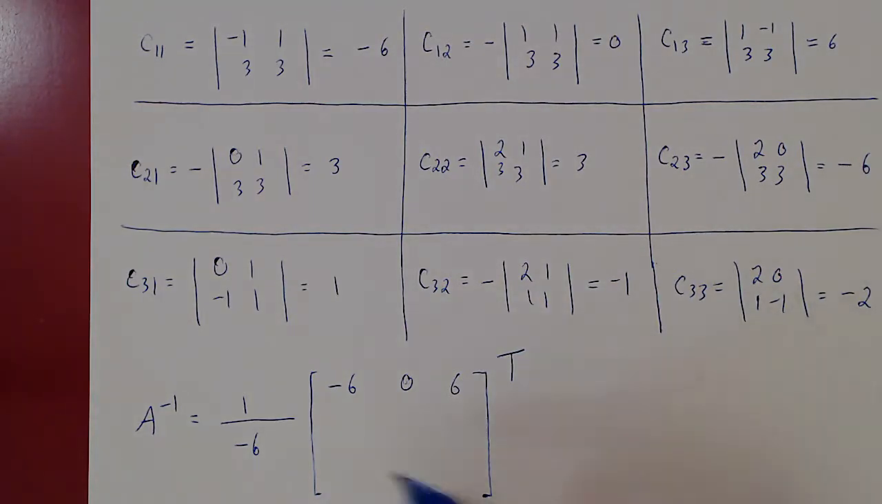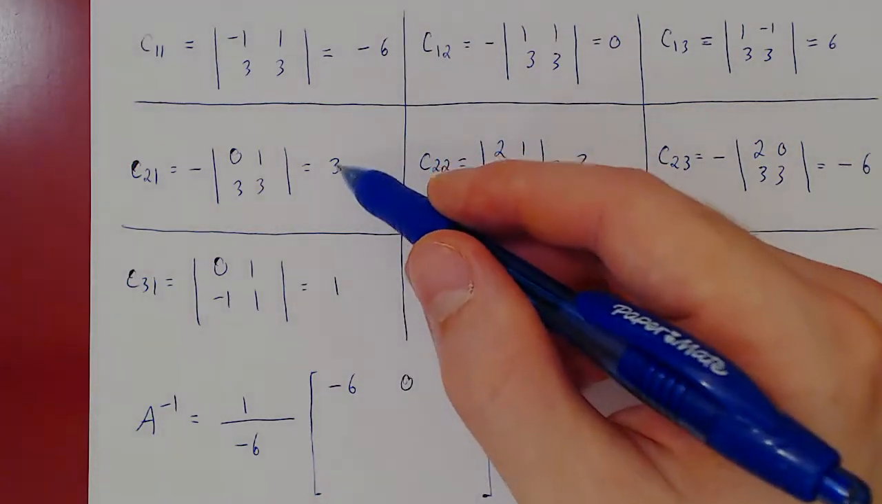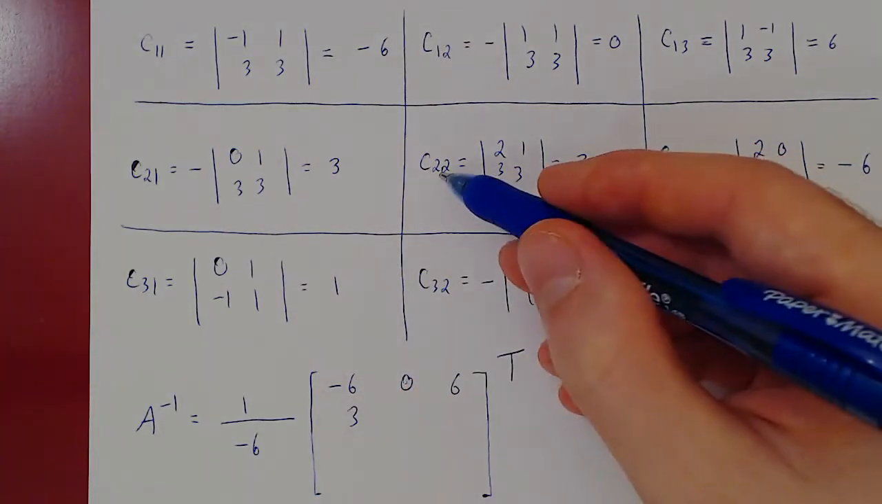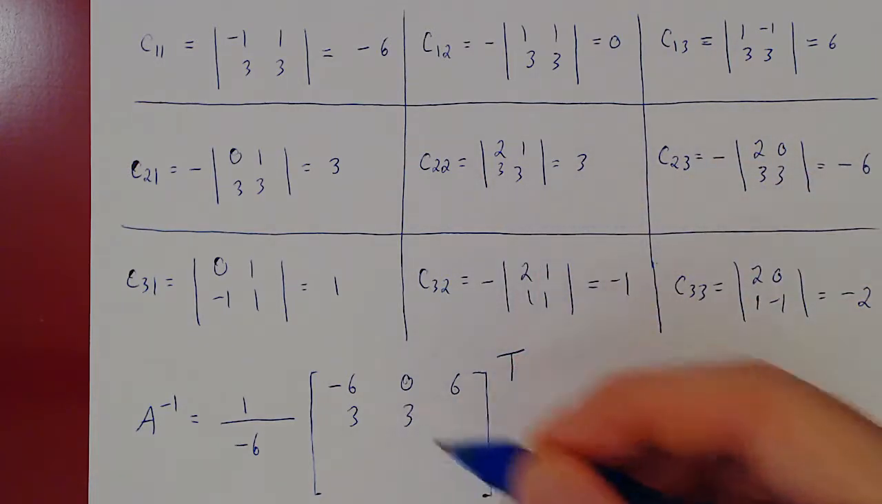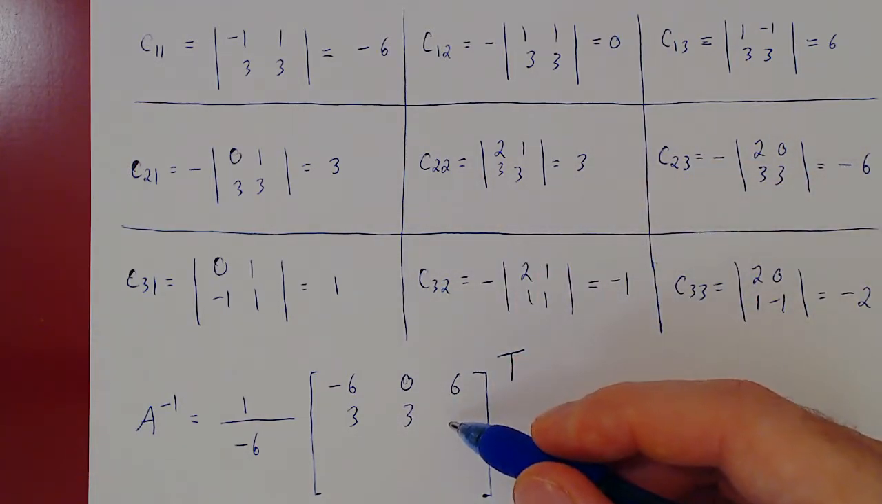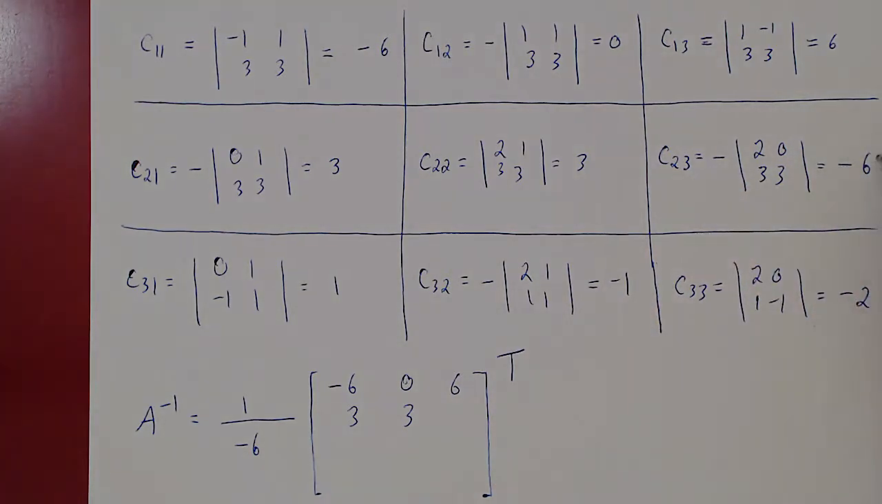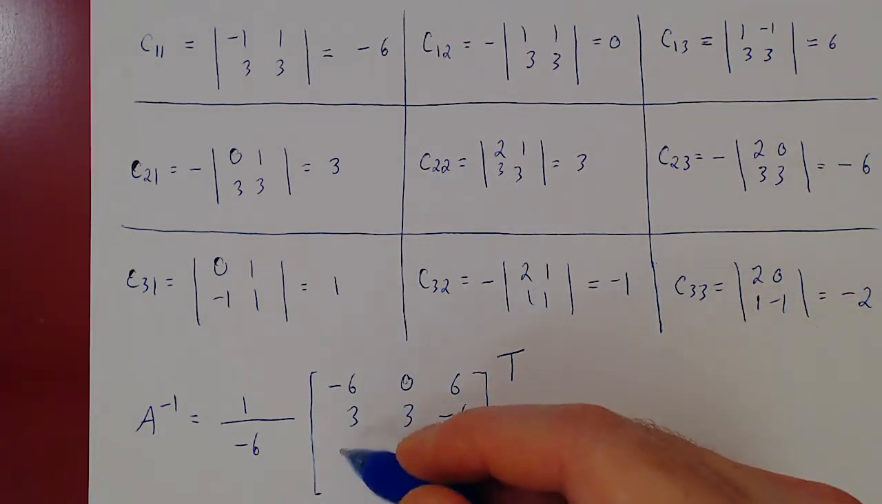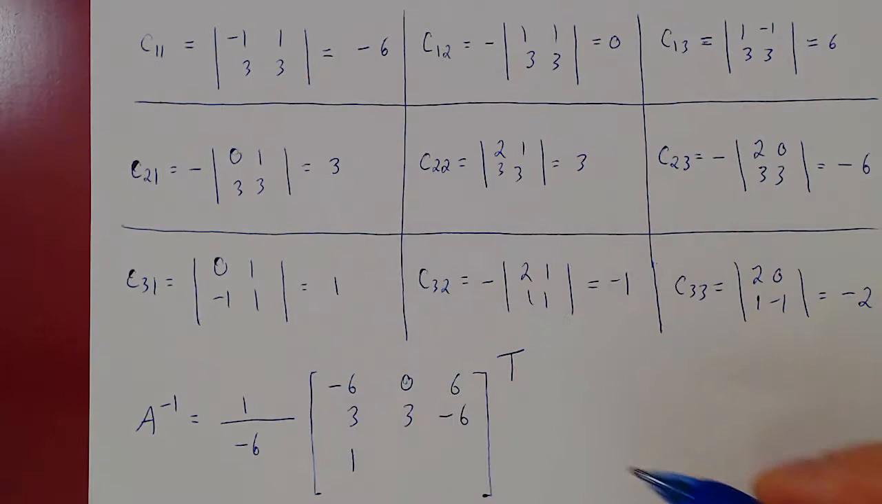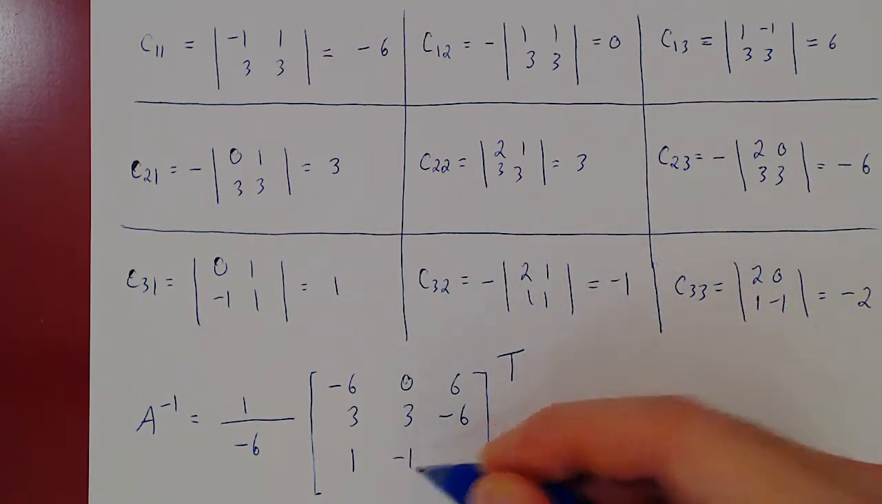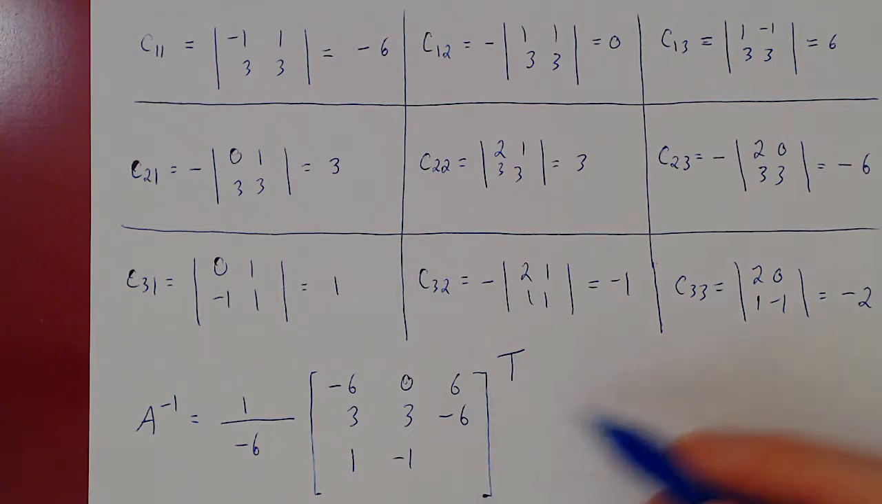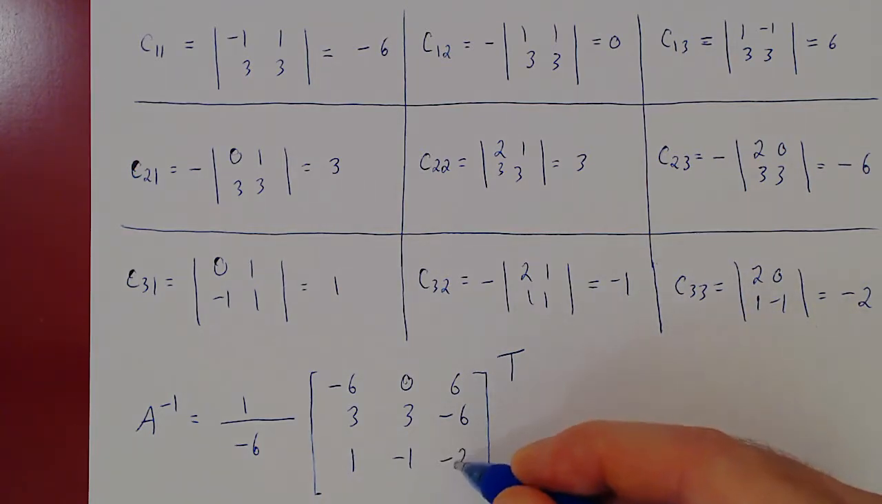Let's keep going. This is A21 replaced by its cofactor, which is 3. This is A22 replaced by its cofactor, which is 3. And finally, this is A23 replaced by its cofactor C23, and that's negative 6. Finally, the third row, this is A31 replaced by C31, which is 1. This is A32 replaced by its cofactor C32, which is negative 1. And this is A33 replaced by its cofactor C33, which is negative 2.